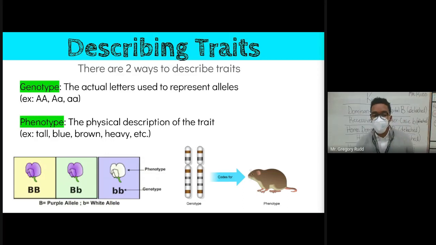Okay, so genotype uses letters and these phrases: heterozygous, homozygous dominant, homozygous recessive. Phenotype uses an actual visible characteristic that you can see with your eyes. Are we clear on that? And I like to think about the PH in phenotype stands for physical description. PH in phenotype, PH in physical.